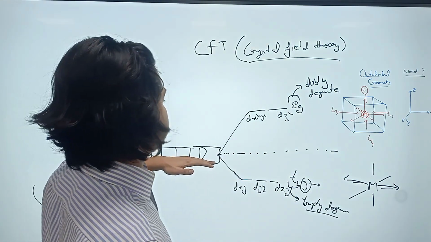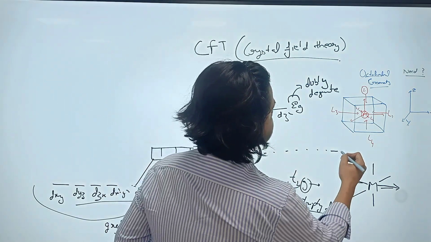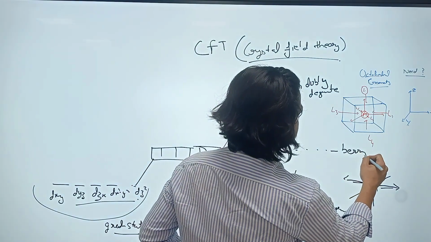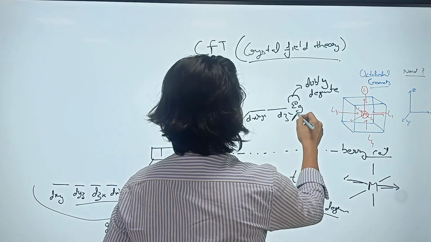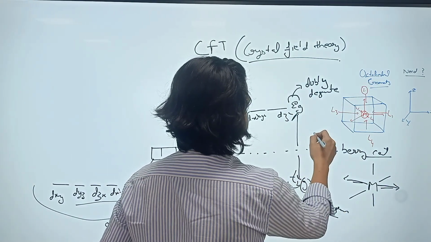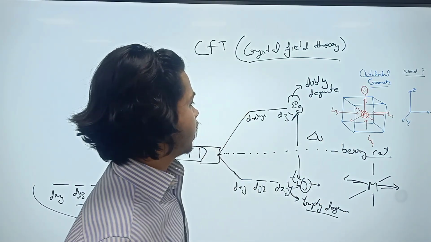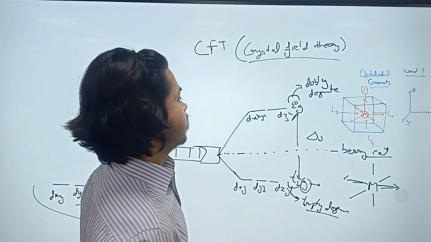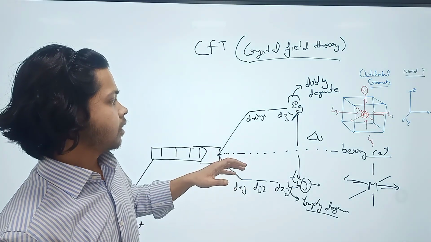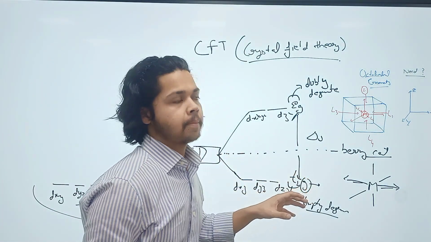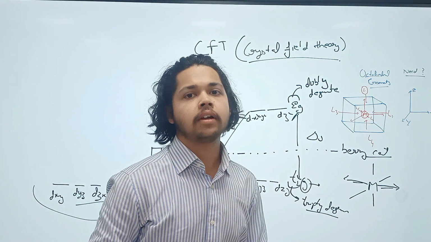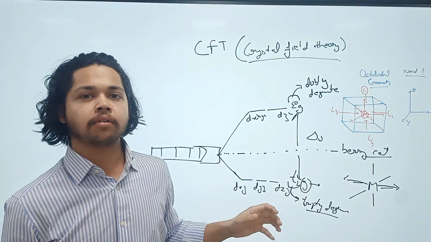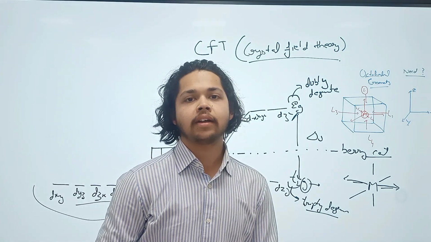The center of these orbitals is the barycenter, and this splitting is known as delta O in the case of octahedral geometry. We call it the CFSE, crystal field splitting energy. So this is the whole concept of crystal field theory and the basic idea about it. Hope you liked it. Thank you.